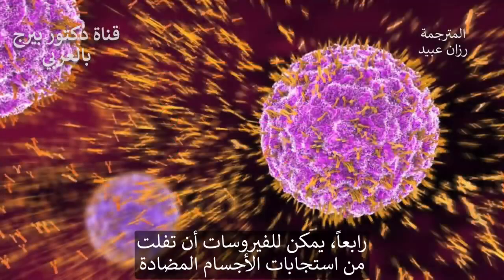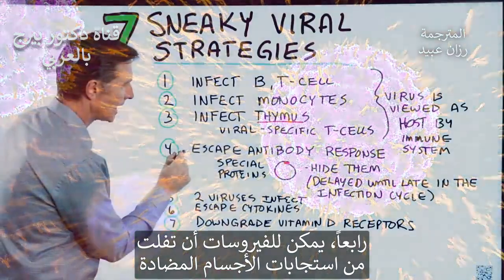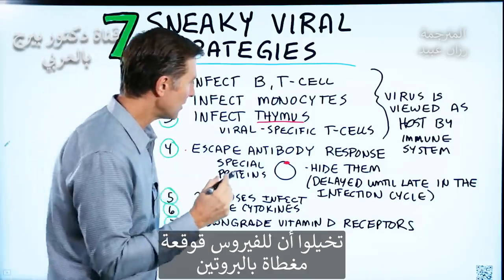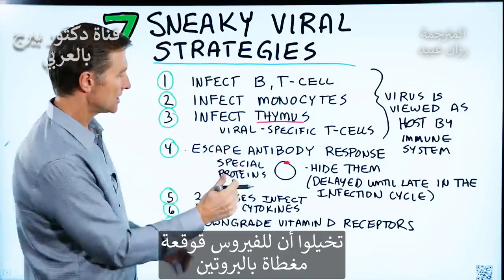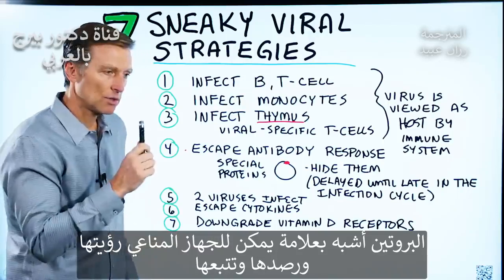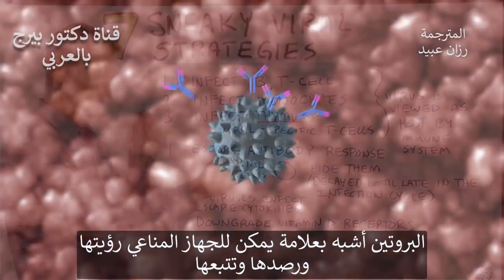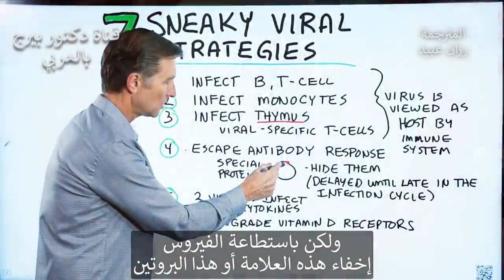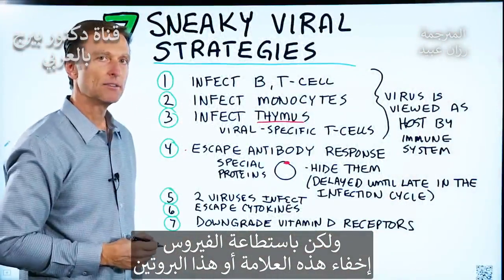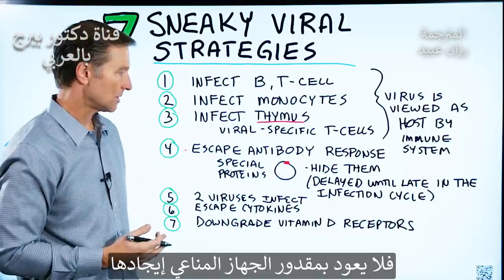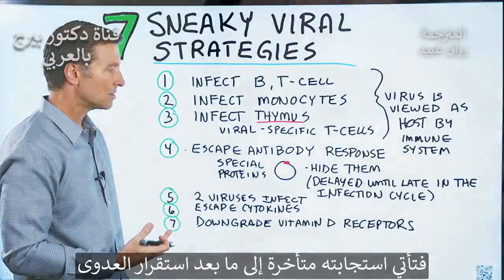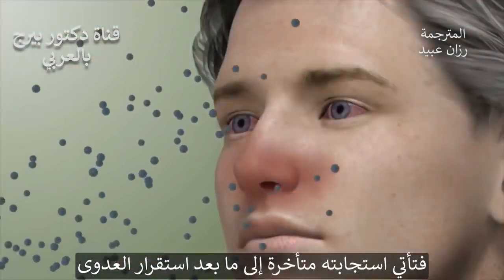All right, number 4, viruses have the ability to escape antibody response. So think about this. The shell of a virus has a little protein on it, and it's like a little flag that your immune system can see and tag and go after, right? Well, these little special proteins or little flags can be hidden by the virus. So our own immune system cannot find them. And so you have this delayed immune response until after the infection has set in. Very, very sneaky.